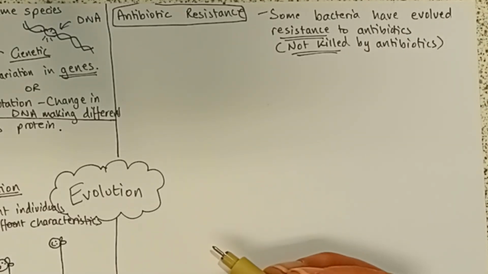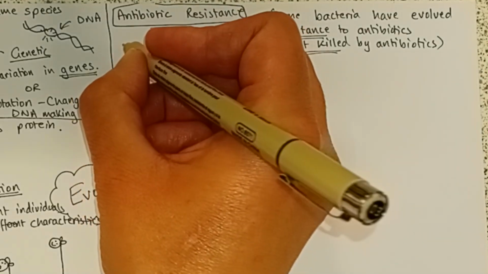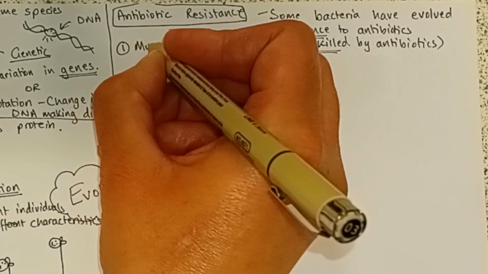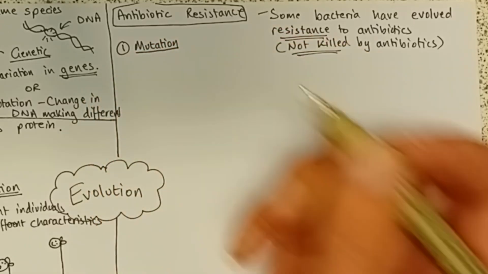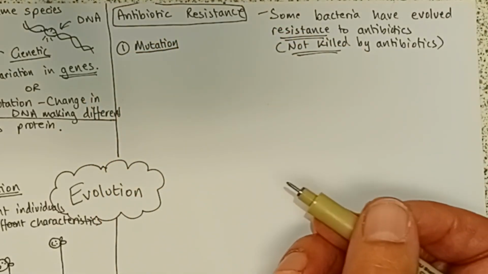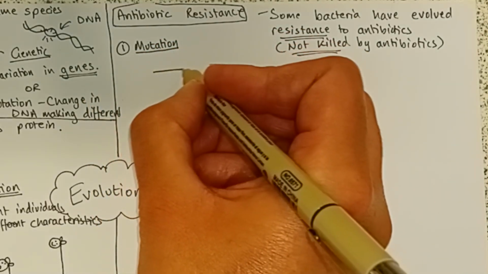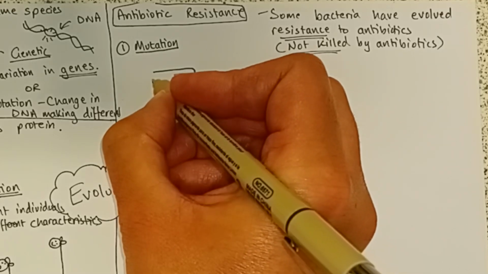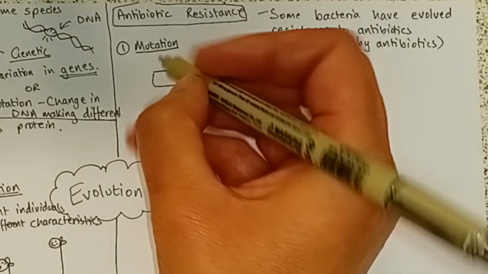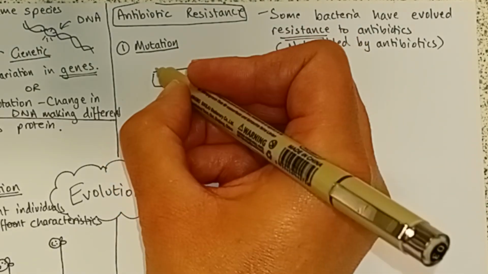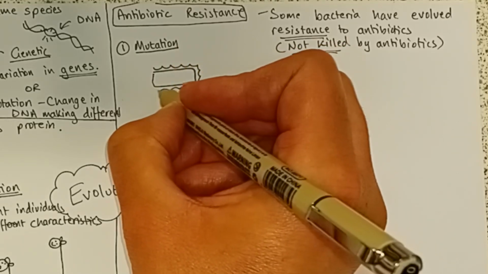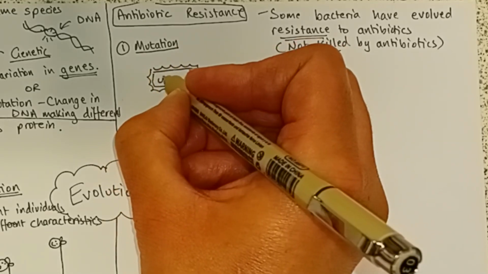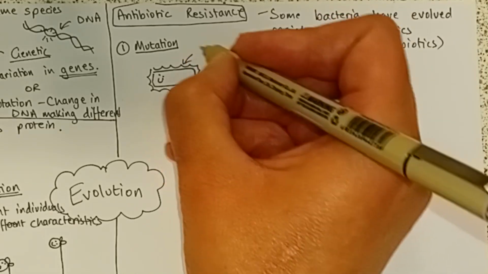So let's go through our 6-point shun words then. We'll start off with mutation. Remember, a mutation is a random change in the DNA, and this random change in the DNA of the bacteria. Here's my bacteria. Instead of having a smooth cell wall, we're going to pretend it's got a protected cell wall. So the cell wall is different.